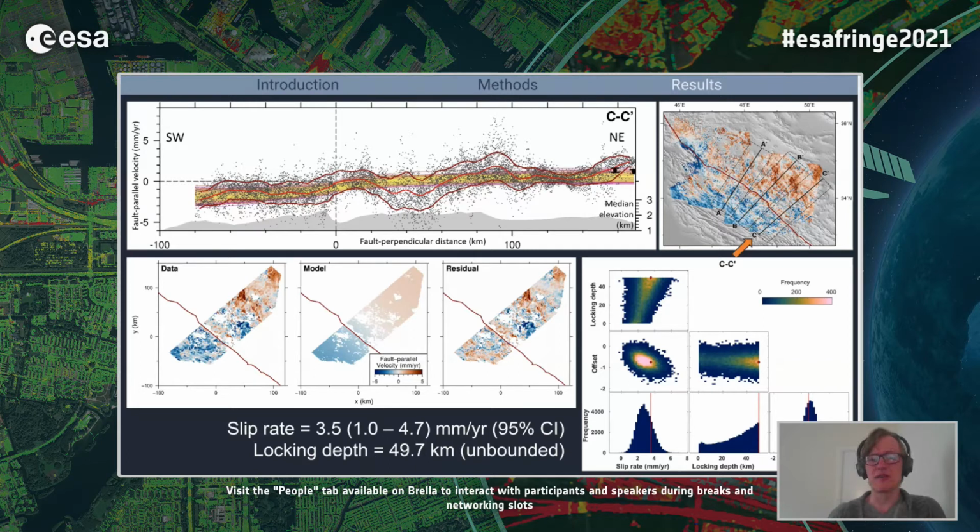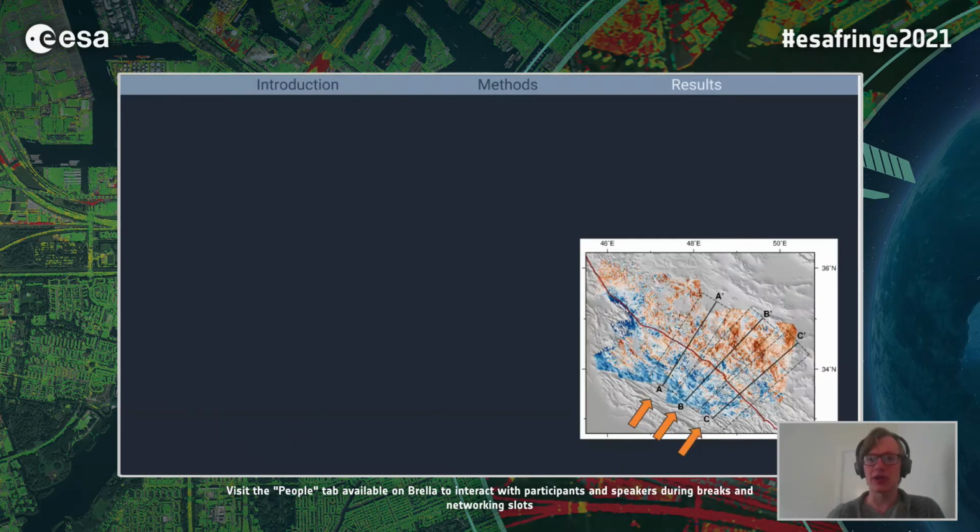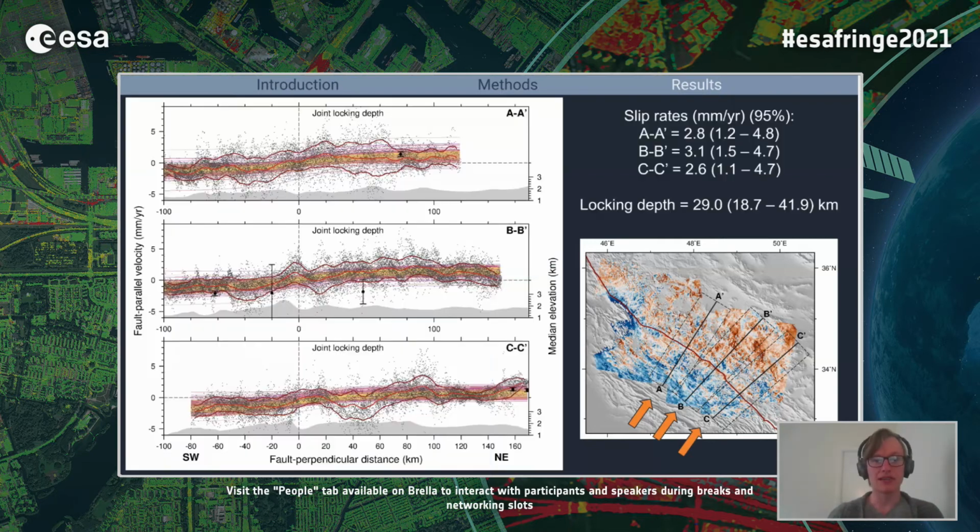So this led on to a final question of, can we improve this modeling and better constrain the locking depth? What we try is modeling all 3 profiles at the same time. We model each profile for an individual interseismic slip rate and an offset. That's just the scale offset up and down. But we make them share a locking depth that we then solve for. And so this gives us some results like this.